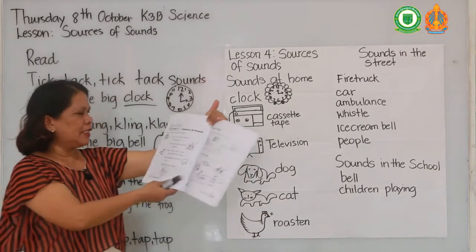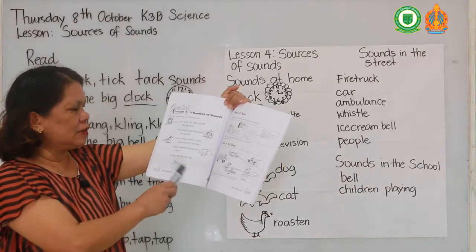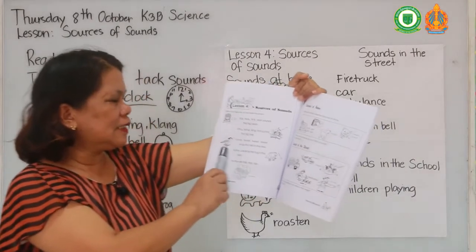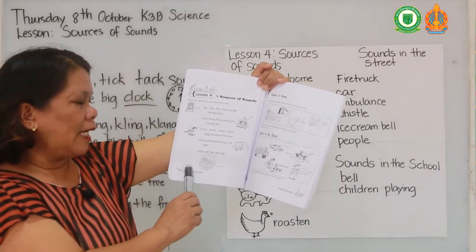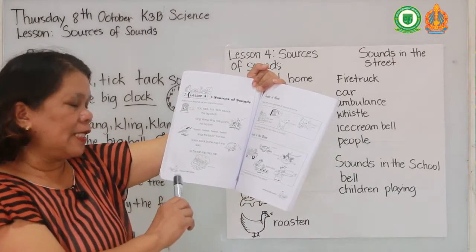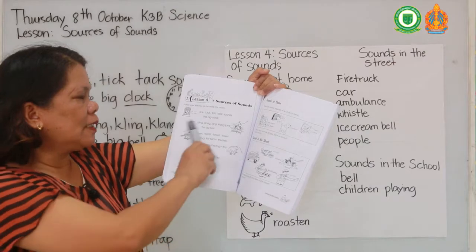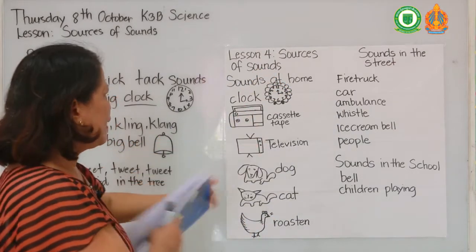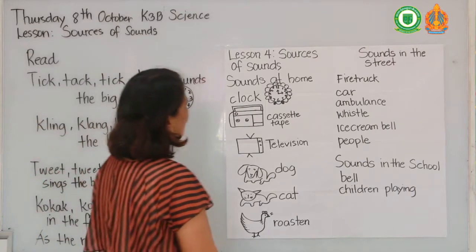Okay, so these are the pictures. You can see a lot of pictures. Okay, this is clock. This is bell. This is bird. This is frog and rain. Okay, you can see this at page 108 of your book. You can see the different sources of sound. Okay, here are the sounds at home.